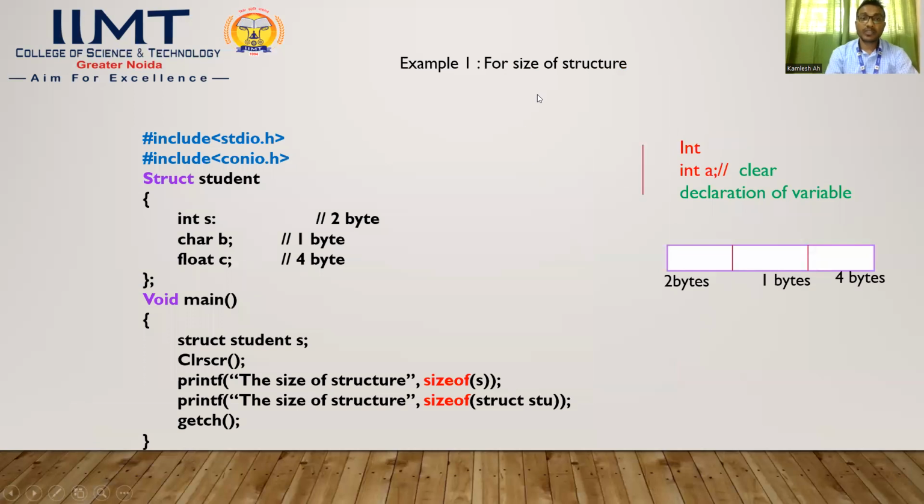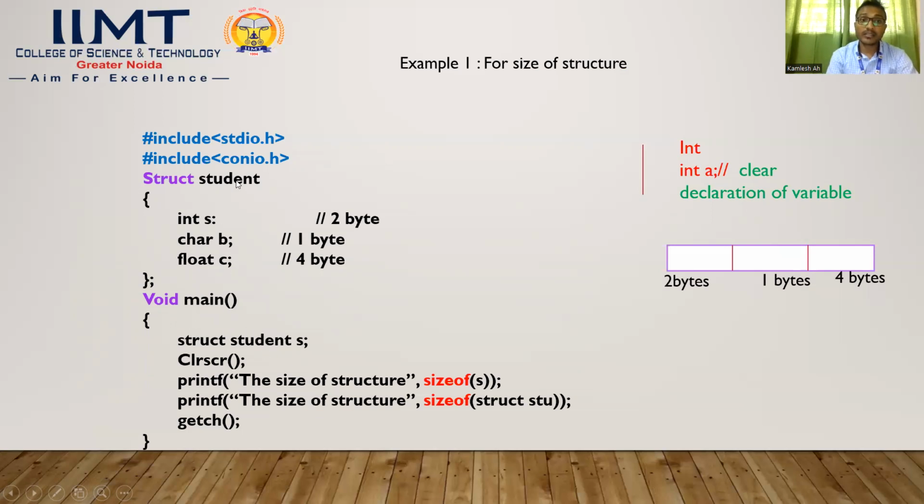This is the example of structure. This is student. Student is a structure. Struct keyword and student is a structure. A student structure has three data items: first one is integer, then character, float. S is an integer type, B is a character type, and C is a float type. Okay. And this is the main function.